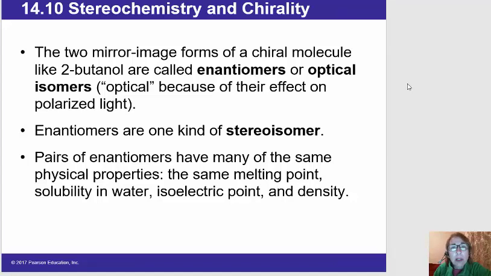So a chiral molecule and its mirror image are known as enantiomers, sometimes also optical isomers. We'll get to that in just a minute. And enantiomers are a special type of stereoisomer, and they are always mirror images of one another. Now, enantiomers have many of the same physical properties. They have the same melting point, they have the same solubility in water, something known as an isoelectric point, they have the same density. They're very difficult to separate.